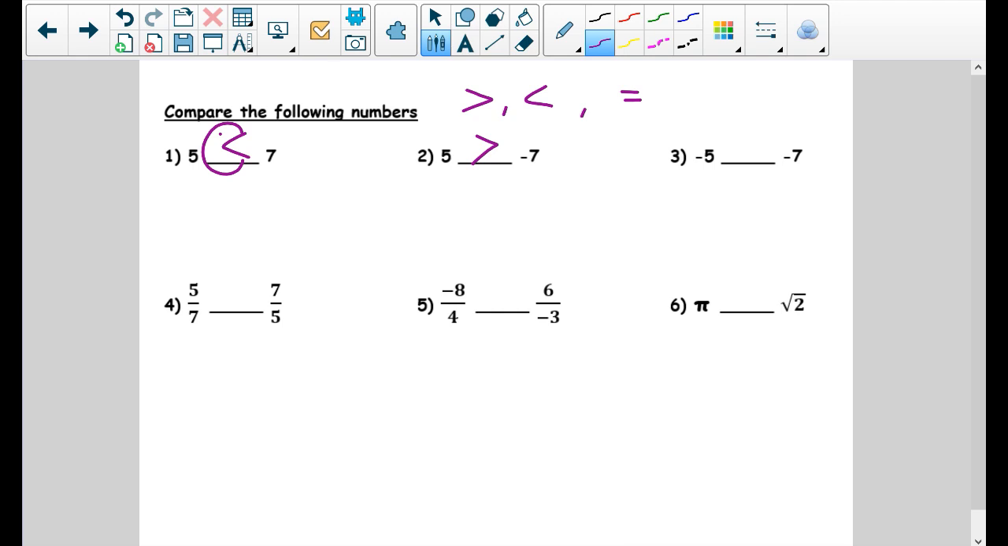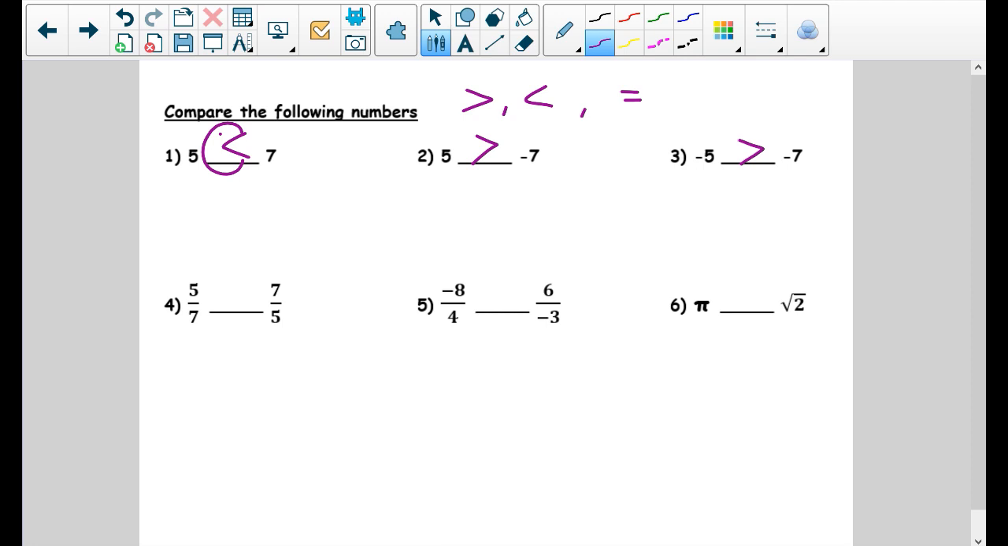Number 3, negative 5 and negative 7. It's going to eat the negative 5 again. Be careful with those negatives. Think about it like money: I'd rather be at negative 5 in the amount of money I have. I'd rather owe someone $5 instead of $7, right?